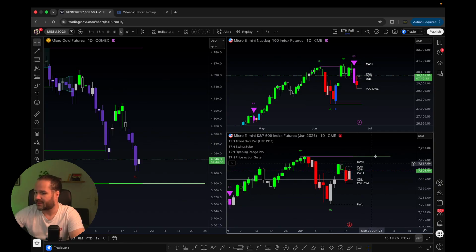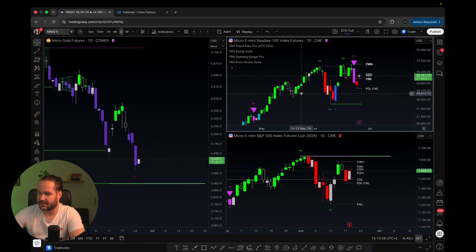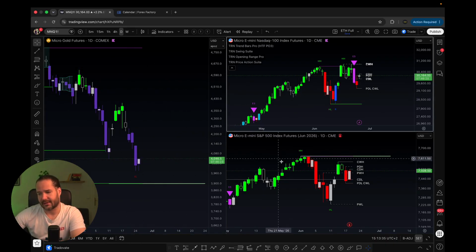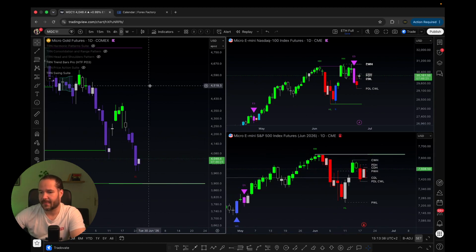The bearish bias on both charts, NQ and ES, is already strong, but the bearish bias here on gold is even stronger. This would be my favorite signal for shorts. But honestly, let's take a look at the chart structure on the lower time frames.